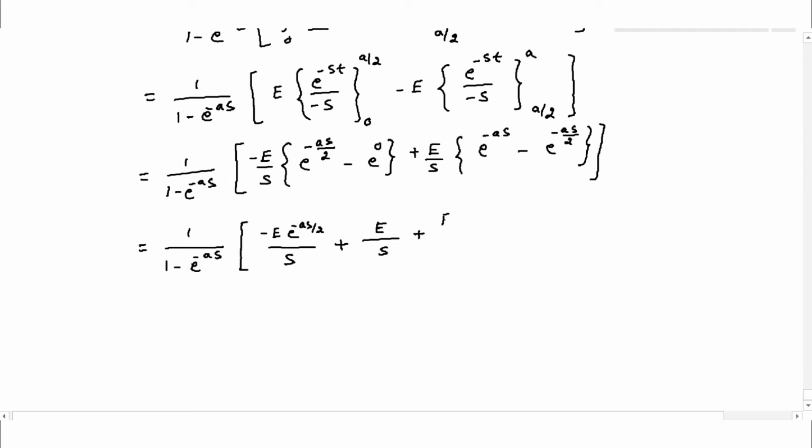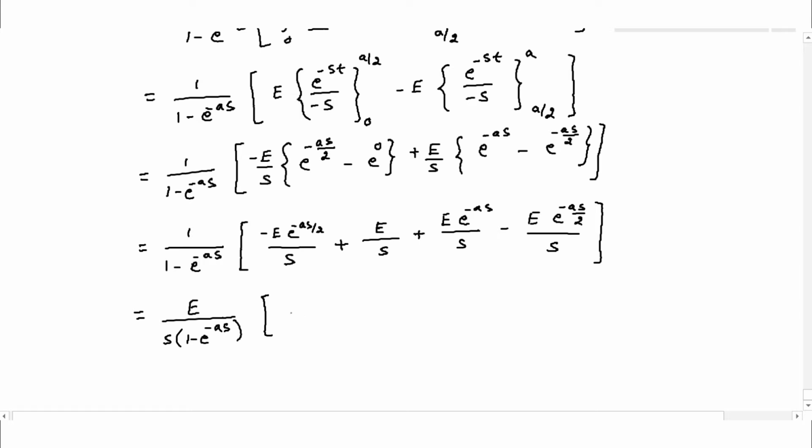Next term plus you have e power of minus as divided by s. Next term will be plus into minus will be minus, it is e power of minus as by 2 whole divided by s. So we'll just try to simplify this expression. In all the terms you can see e by s is common, so I'll be taking e by s common. So e by s times of 1 minus e power of minus as. So try to simplify this expression.